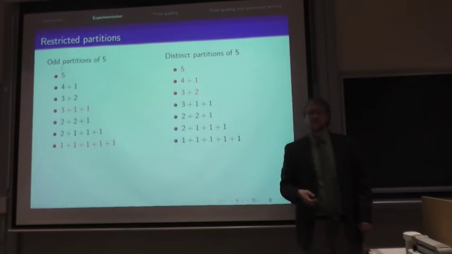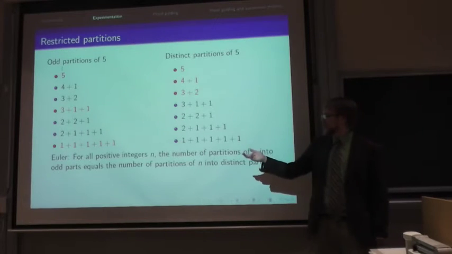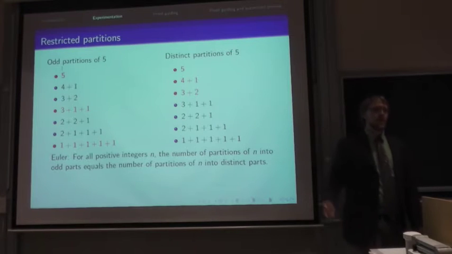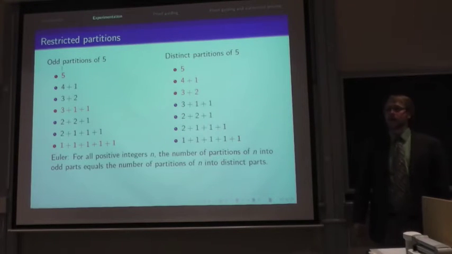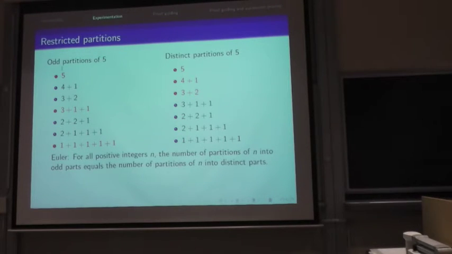That's a theorem that goes back to Euler that says for all positive integers n, the number of partitions of n into odd parts is the same as the number of partitions of n into distinct parts. So how many partitions of 1,000 are there into odd parts? I don't know off the top of my head, but it's the same as the number of partitions of n into distinct parts.